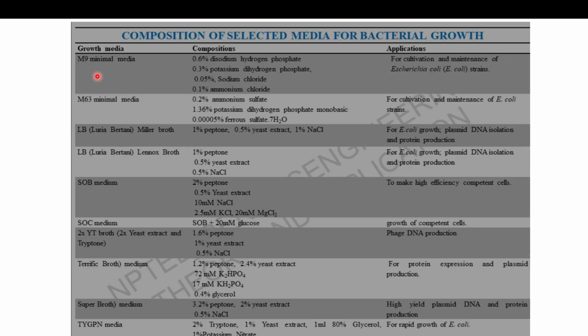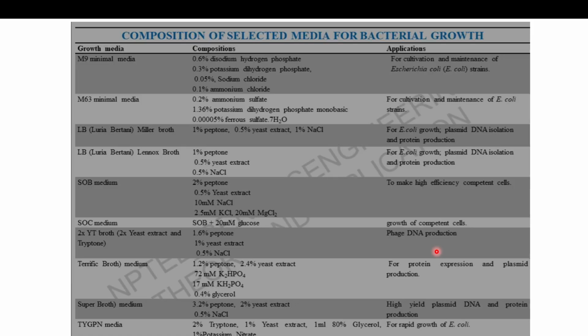So it is basically the types of medium. These are all company made media for different bacterial growth. So these are named based on the composition. It has different kinds of salt composition, phosphate composition. There are extracts added to it. And it has different kinds of applications, mostly for bacterial growth only.